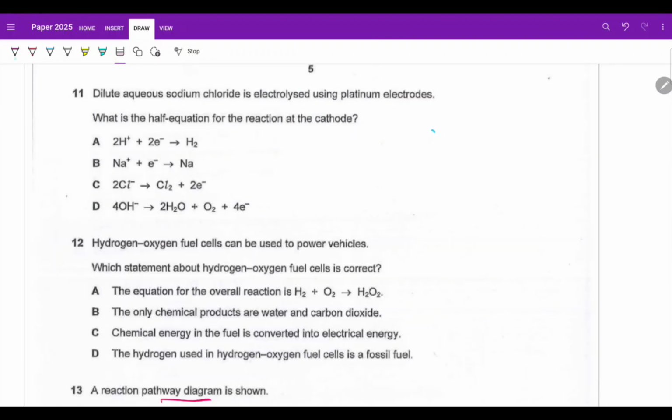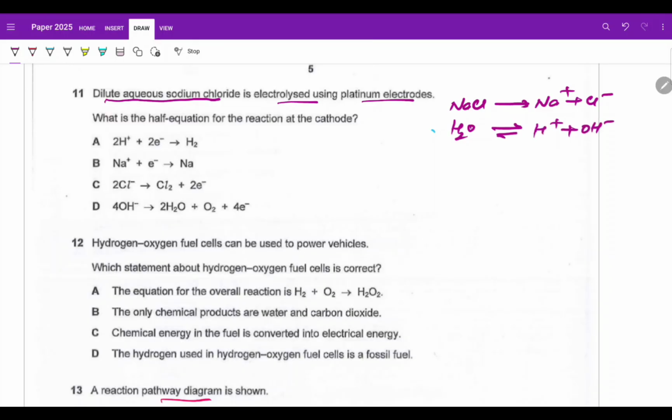Next question is question 11, which says dilute aqueous sodium chloride is electrolyzed using platinum electrodes. What are we taking? We are taking NaCl aqueous. NaCl will give Na+ and Cl- ions, and the water will also give H+ and OH- ions. So I have 2 cations and 2 anions, and we are electrolyzing. In electrolysis, oxidation takes place at the anode, and the anode is positively charged, which means negative ions will go to the anode and oxidation will take place.